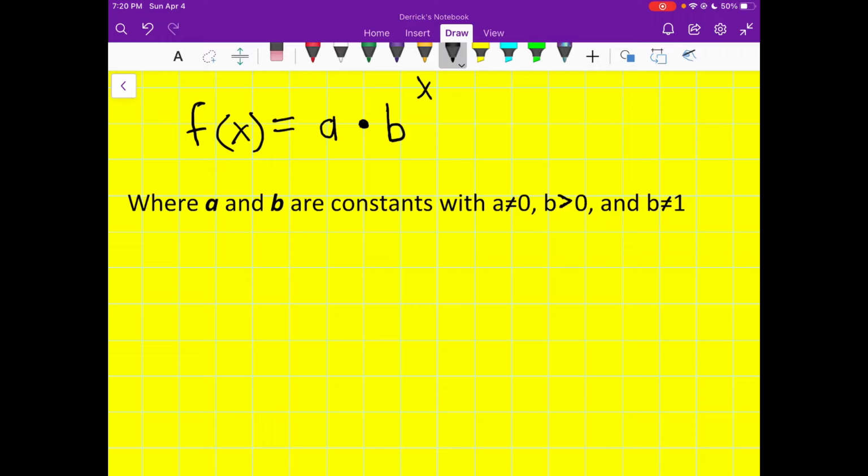So to begin with, we've got the generic exponential function f of x equals a times b to the x power. It is important that you understand simply having an exponent does not mean that you have an exponential equation or an exponential function. When we refer to something as an exponential function, what we're saying is the input, the x value, is in the exponent.